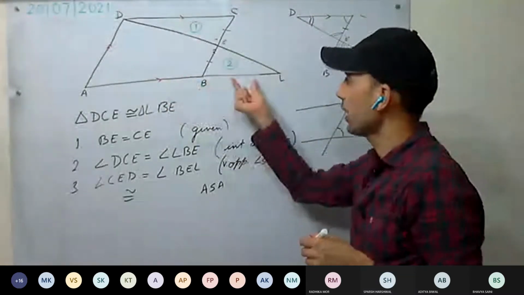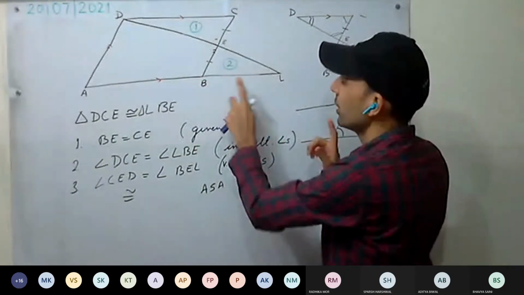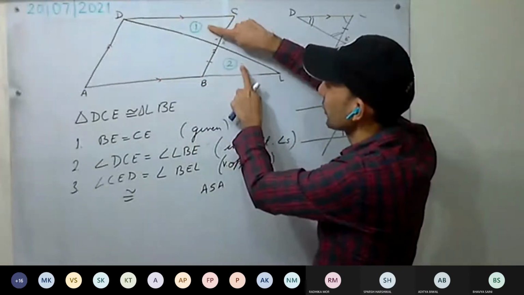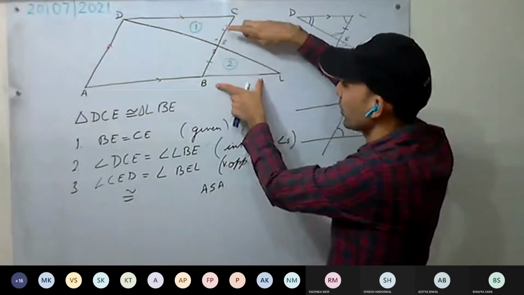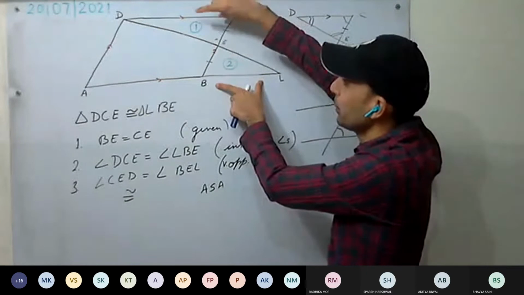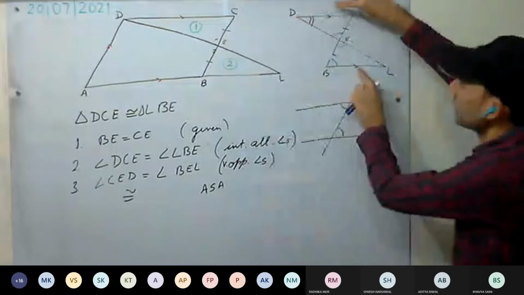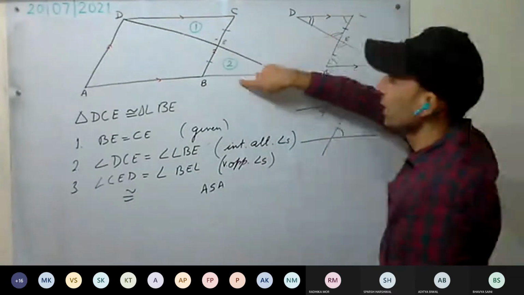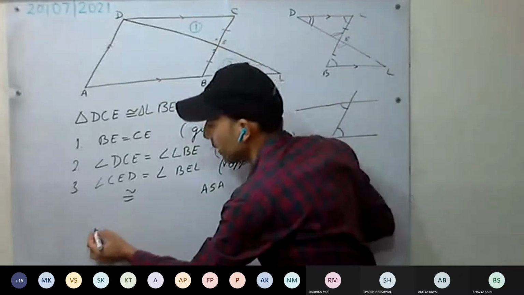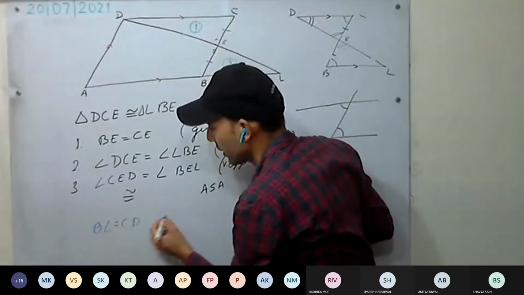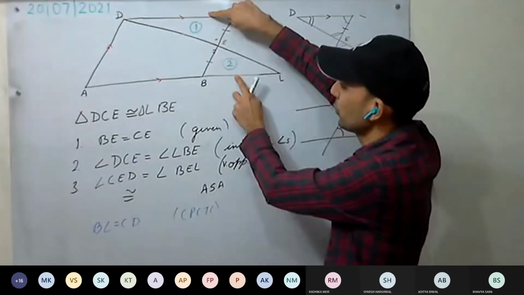Now we have to prove AB and BL are equal. How to prove AB equal to BL? We have already proved these two triangles are congruent, so corresponding parts will be equal. BL and CD will be equal by CPCTC. Yes or no? BL equal to CD, by CPCTC.